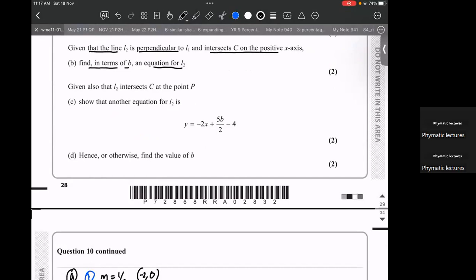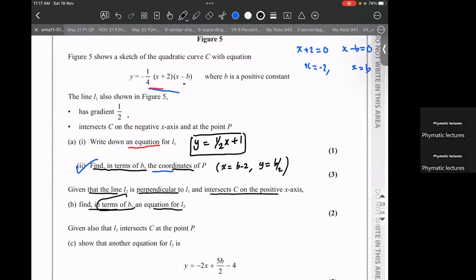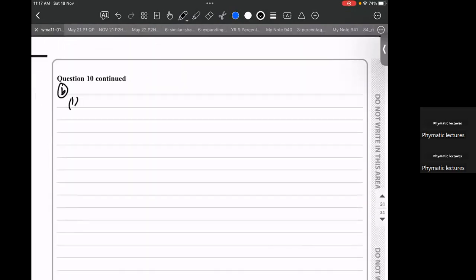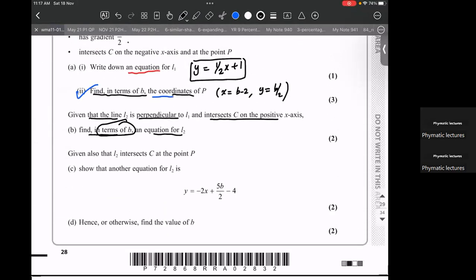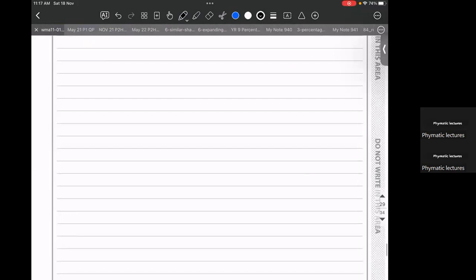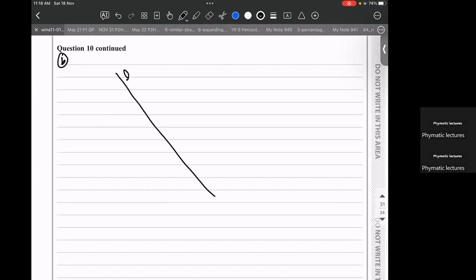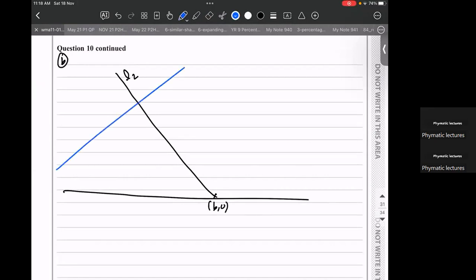terms of b an equation of the line L2. Find in terms of b the equation of L2. Okay, so this is the B question, not the first question, I mean just B itself. So here this is the line L2 and it intersects on the x axis at the point b comma 0. We already know that this is b comma 0, and this line L1 is perpendicular.